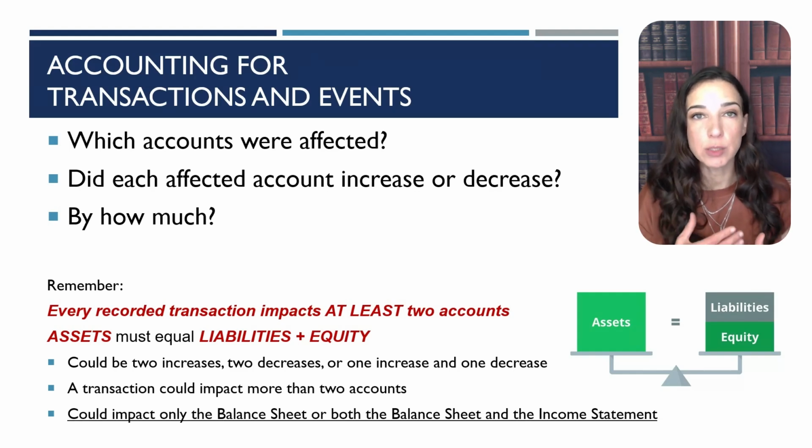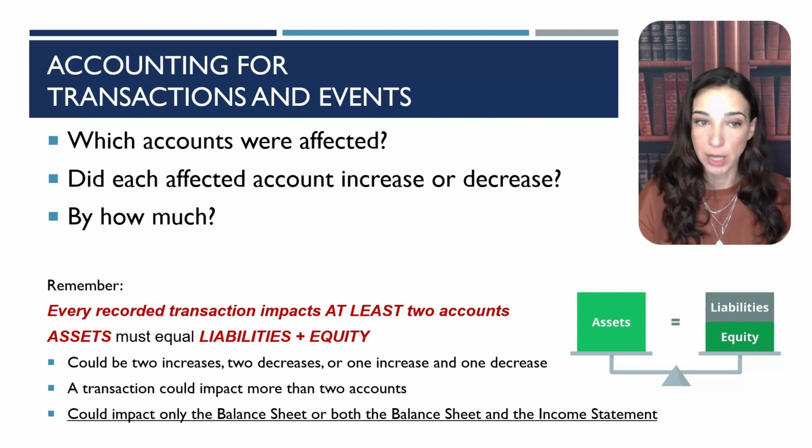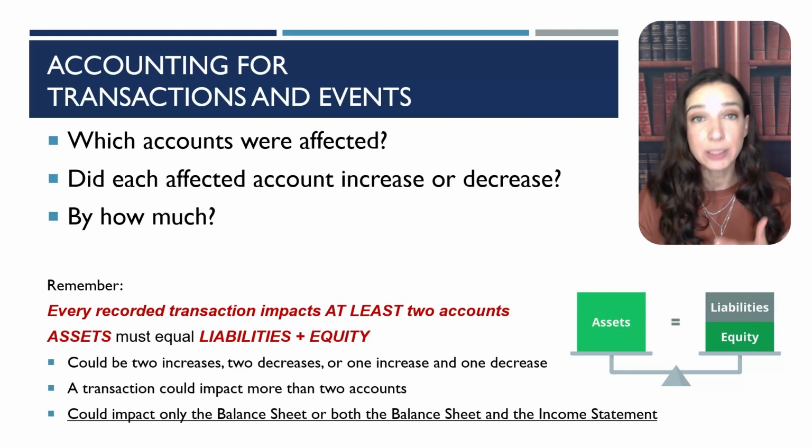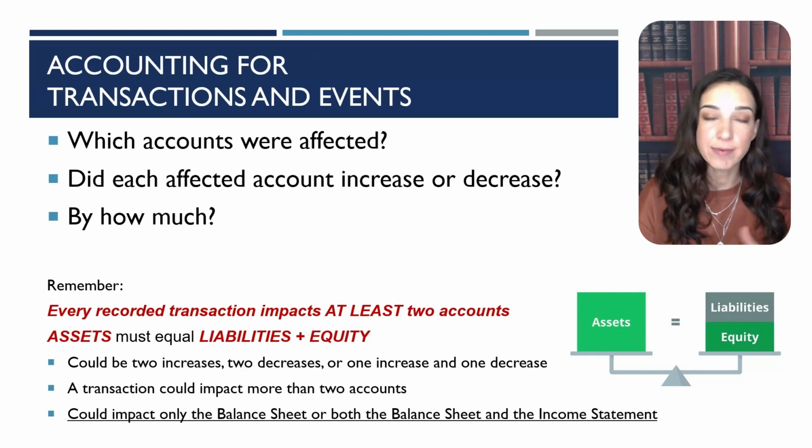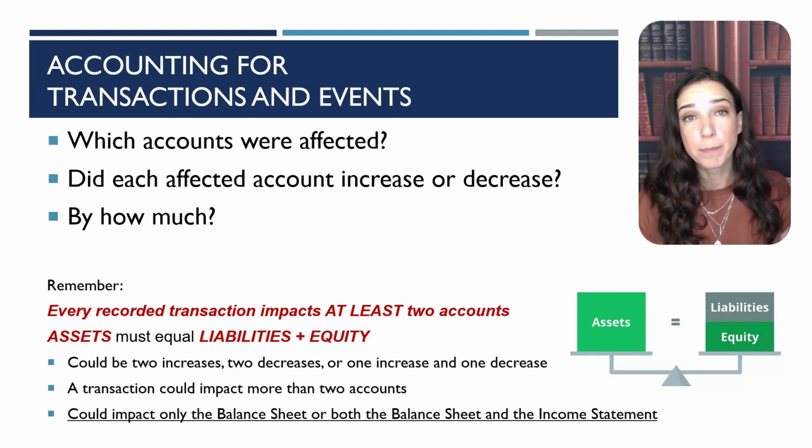What are the three questions we ask ourselves when we think about economic events? Which accounts did this event affect? Did the accounts go up or go down? And by how much? Now, again, a reminder that we always have at least two accounts that are impacted. On the prior video, we only saw transactions that impacted the balance sheet. In this video, we're going to see transactions that impact both the balance sheet and the income statement.